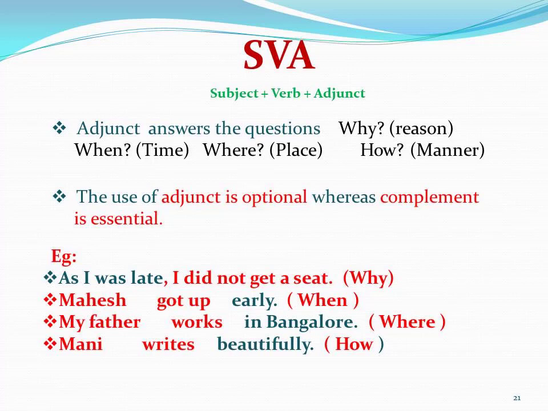See the examples. As I was late, I did not get a seat. Mahesh got up early. My father works in Bangalore. Mani writes beautifully. You should remember that adjunct is optional. To find out the adjunct, you can frame questions with the help of the WH words why, when, where, and how. If it answers, it is said to be an adjunct.